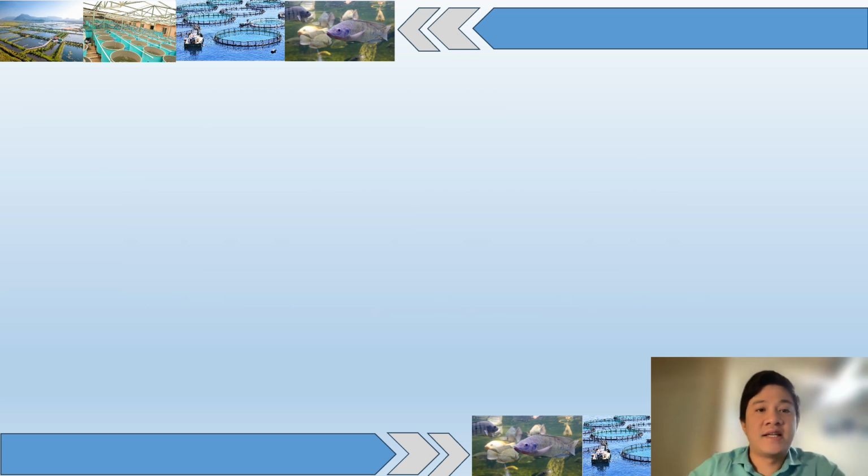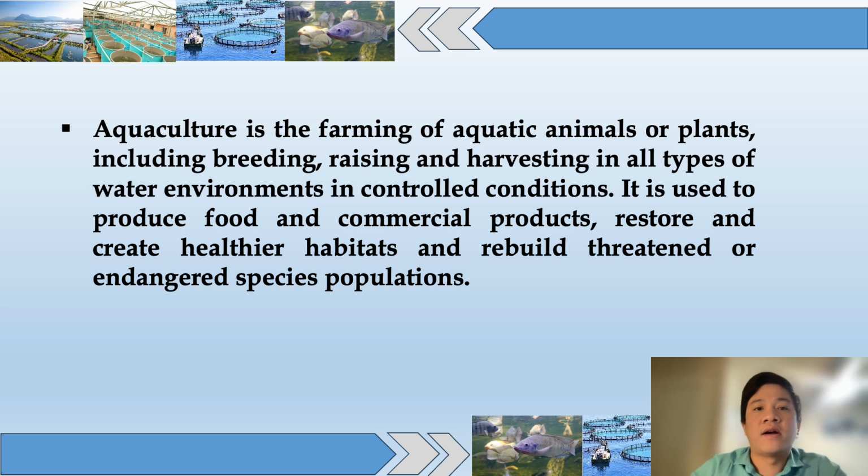Another definition stated that aquaculture is the farming of aquatic animals or plants, including breeding, raising, and harvesting in all types of water environments in controlled conditions. It is used to produce food and commercial products, restore and create healthier habitats, and rebuild threatened or endangered species populations.